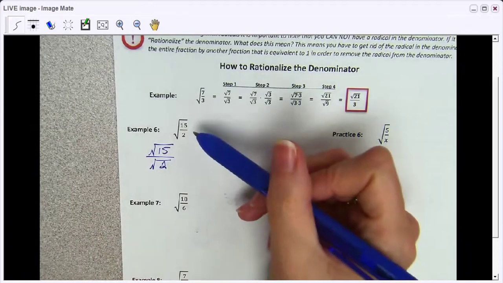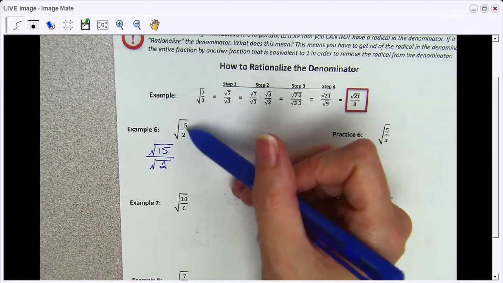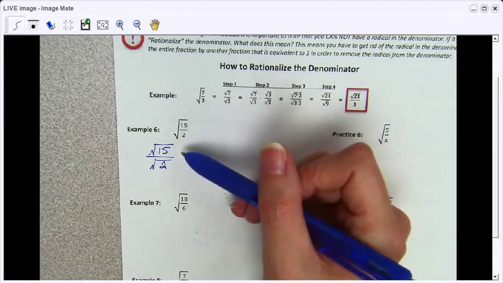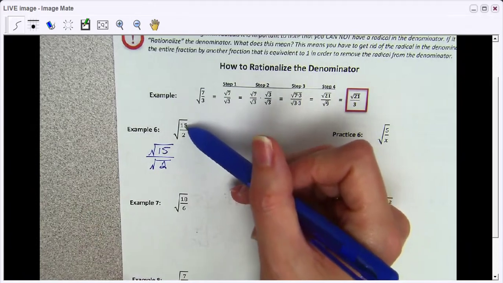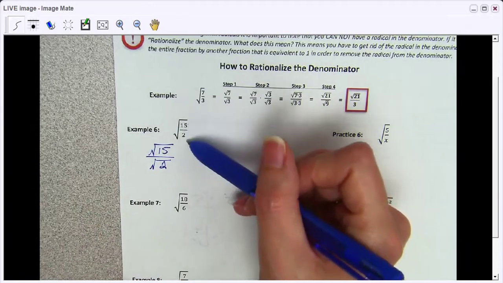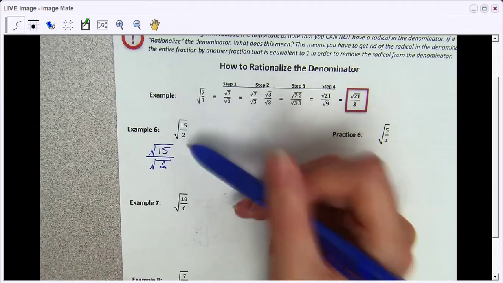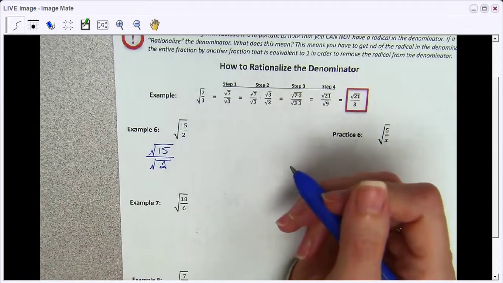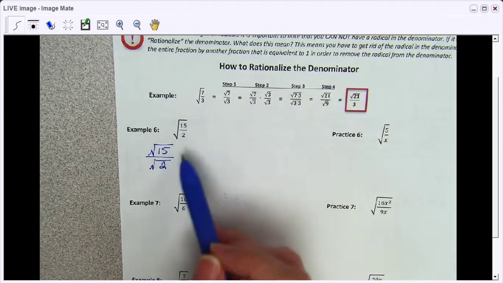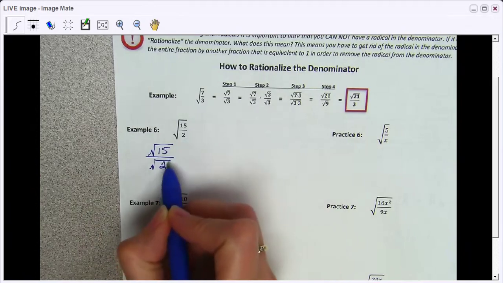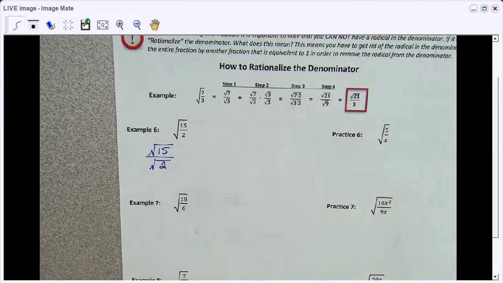The reason I'm doing this is because if I were to divide 15 by 2, I'm going to get a decimal. And remember, I don't want decimals. And neither one of these are perfect squares, nor can I reduce the fraction any further. So I cannot leave it like this, because we cannot have a radical in the denominator. That's against all radical rules.